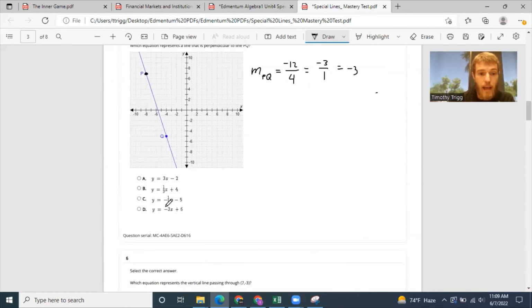So which of these lines would be perpendicular to that? In other words, I'm looking for a slope that is the opposite reciprocal of negative 3 over 1.